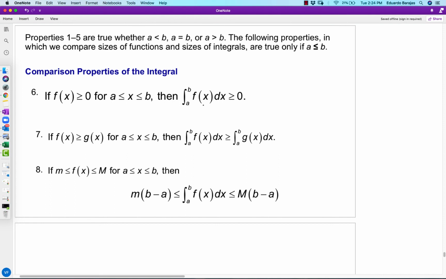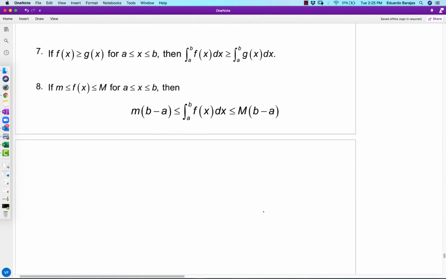And finally, if lowercase m is less than or equal to f of x, which is less than or equal to capital M, so f of x is trapped between some lower bound, lowercase m, and some upper bound, capital M, for x between a and b inclusive, then our integral from a to b of f of x dx will also be trapped between two values. It will have an upper bound, capital M times b minus a, and a lower bound, lowercase m times b minus a. This picture helps us visualize that, and it's a very intuitively true statement as well.